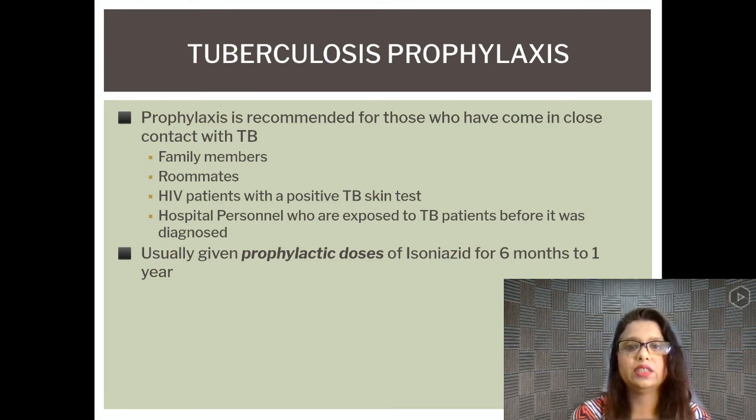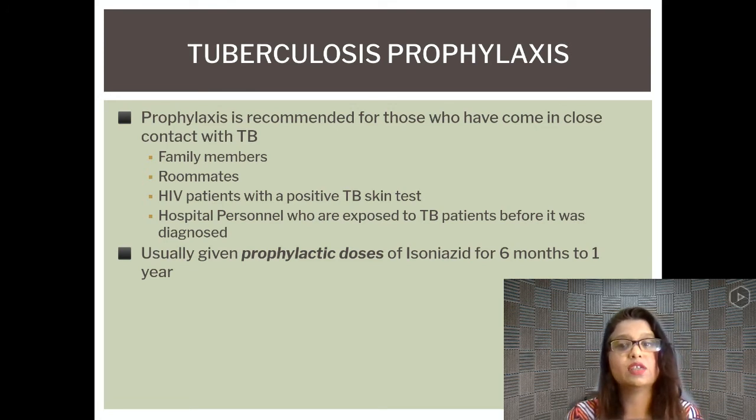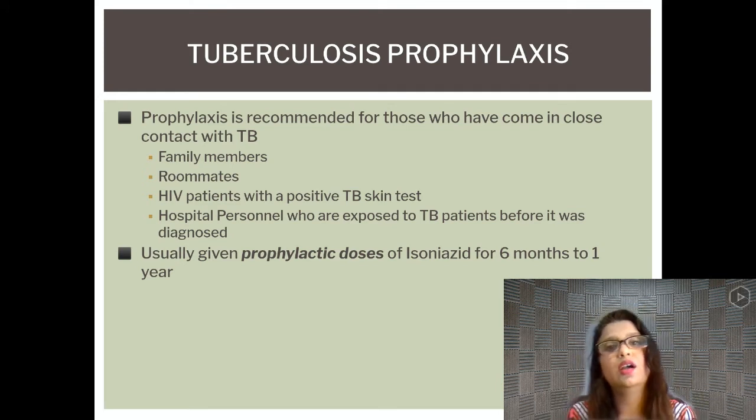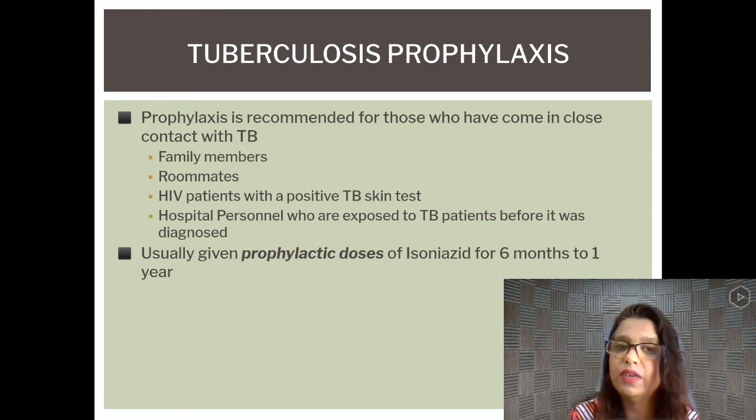They are usually given prophylactic doses of isoniazid for 6 months to 1 year. So what is isoniazid? It's also called INH. It is a medication given to patients' family members for 6 months, because if we know that they're exposed to the patient, they need to be treated with this medication for 6 months.